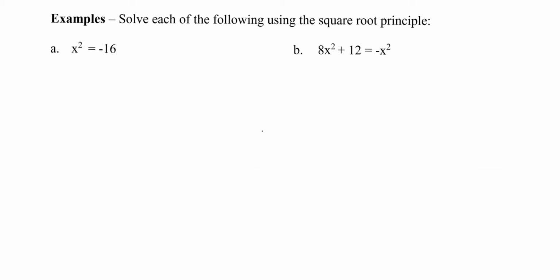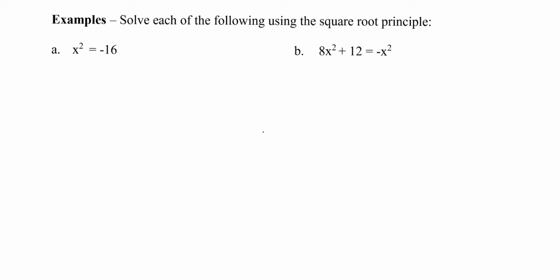So for A, they want us to solve by using the square root principle. I already have x squared isolated, so I'm simply going to take the square root of both sides, and the square root of x squared is x. Now this time, the square root of 16 is 4, and then we have to convert it into, remember, the square root of i times the square root of 16. So our answer is going to be positive and negative 4i. And that's all for that one.